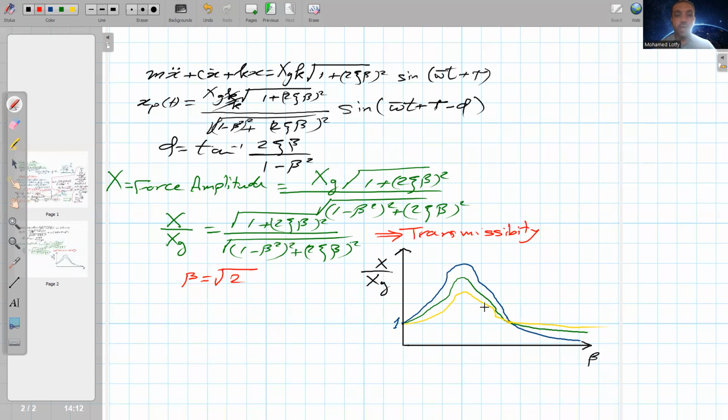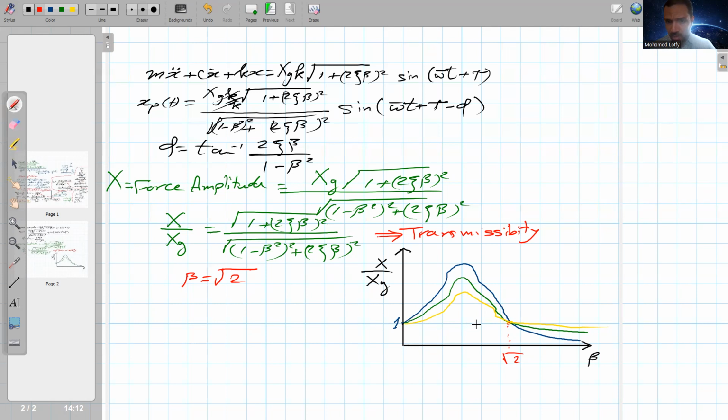So irrespective of the value of zeta, at beta equal root 2, which is something like 1.4, all curves will cross each other at this point, and the value of transmissibility will be 1.